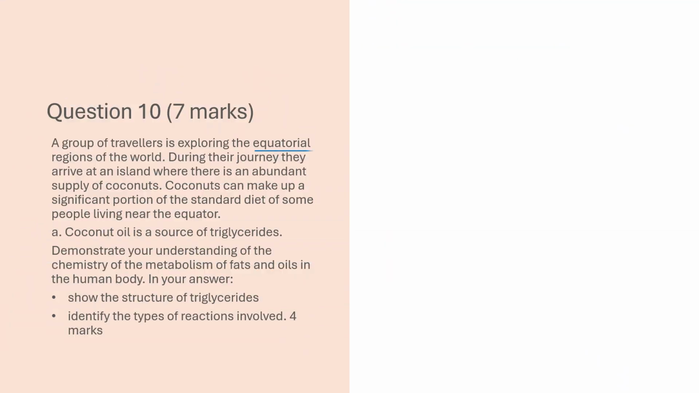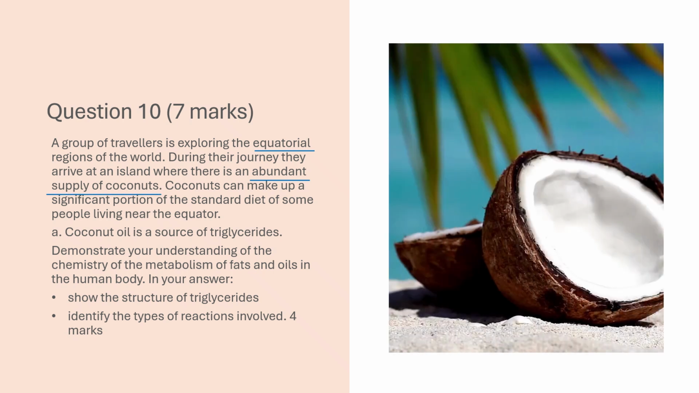A group of travelers is exploring the equatorial regions of the world. During their journey, they arrive at an island where there is an abundant supply of coconuts. Coconuts can make up a significant portion of the standard diet of some people living near the equator. Coconut oil is a source of triglycerides. Demonstrate your understanding of the chemistry of the metabolism of fats and oils in the human body. In your answer, show the structure of triglycerides. Identify the types of reactions involved.